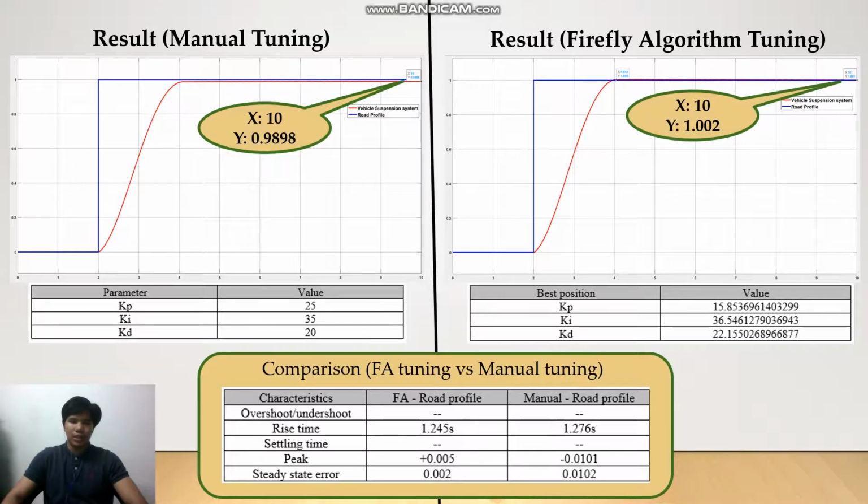And for steady state error, the Firefly algorithm has a smaller steady state error, which is 0.002, while manual tuning has a bigger steady state error, which is not very good compared to the Firefly algorithm. So overall, Firefly algorithm tuning is better than manual tuning.